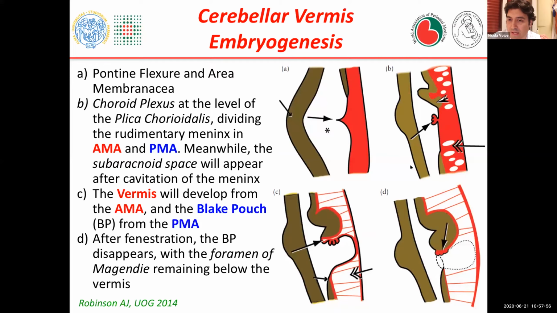From the anterior membranous area, the AMA, will develop the vermis that you can see here. From the posterior one, there will be this finger-shaped protrusion that is actually the Blake's pouch. After the fenestration of the foramen of Magendie, only a hole remains, and the cerebrospinal fluid will go into the cisterna magna, which at the beginning is formed by cavitation of the primary meninx, and later on will also include the very anechoic cerebrospinal fluid.